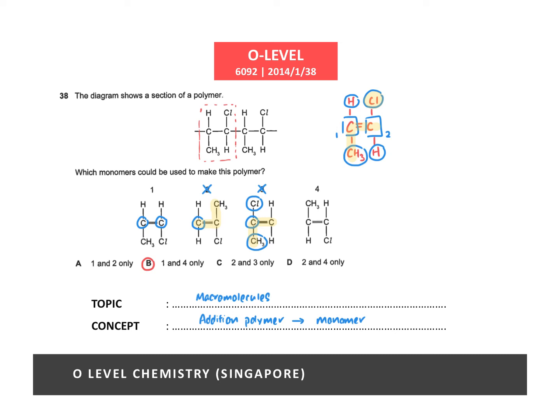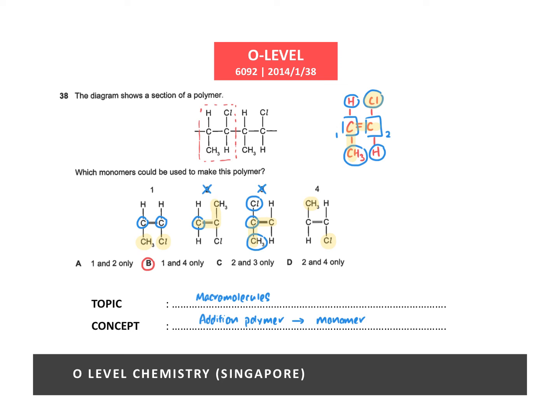Now at this point, we would have already solved the question. However, some of you may have this additional doubt, whether monomers 1 and 4 actually have the same structure. Why would anyone ask that? Because if you take a look at monomer 1, the methyl group and the chlorine are on the same side. They are all below the carbon-carbon double bond. However, if you look at monomer 4, the methyl group and the chlorine are on opposite sides of the carbon-carbon double bond. So do we consider them to have the same structure?